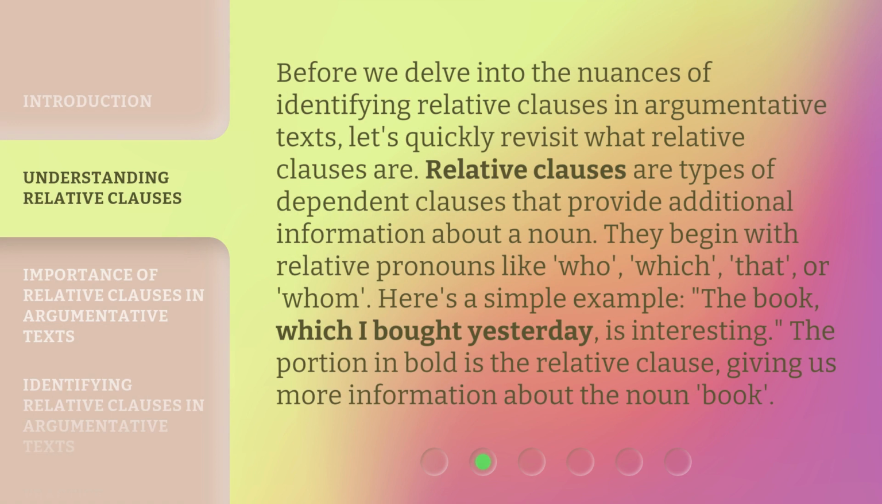Before we delve into the nuances of identifying relative clauses in argumentative texts, let's quickly revisit what relative clauses are. Relative clauses are types of dependent clauses that provide additional information about a noun. They begin with relative pronouns like who, which, that, or whom. Here's a simple example. The book, which I bought yesterday, is interesting. The portion in bold is the relative clause, giving us more information about the noun, book.